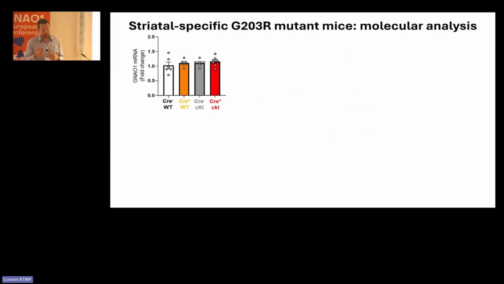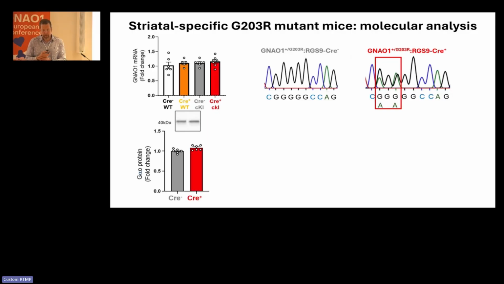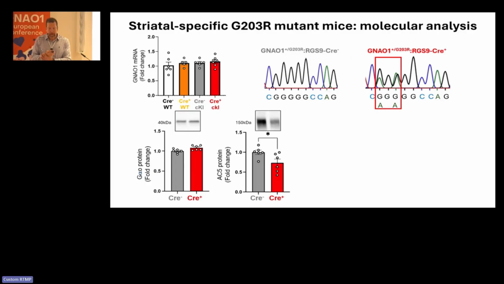And we needed to run a whole bunch of validation to make sure that this mouse model recapitulates what we designed it to do. So the GO mRNA was not changed, which was a good thing. We know through sequencing that we successfully introduced the mutation in a heterozygous state in this mouse model. We looked at the GO protein expression, and it was unchanged, which is again good. And then we started looking at the network of things that GO is involved in.